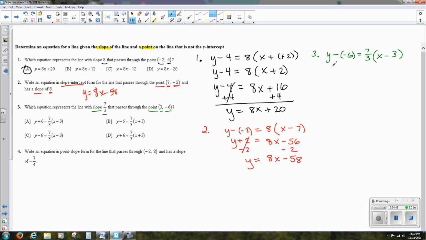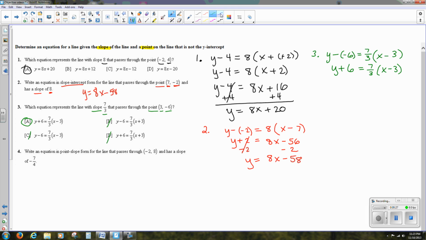Y minus -6 is the same as y plus 6. And let's see, if we look, we really don't need to distribute. They're just in point slope form. So we just cleaned up that side, and we're going to leave this side alone. 7/3 times x minus 3. So I'm looking for y plus 6. That's out, and that's out. Equals 7/3 times x minus 3. I need choice A because this one has x plus 3.